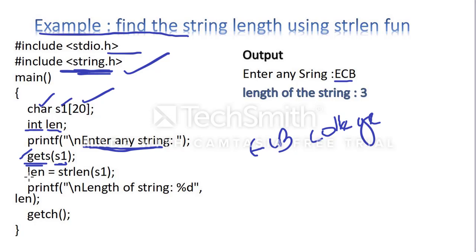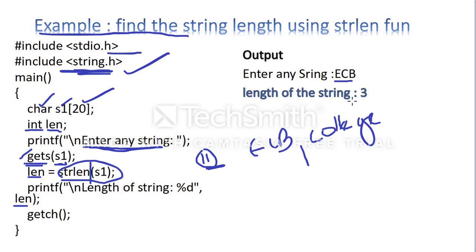Length is equal to strlen of s1. So I am directly using the predefined string function strlen, and it can directly find the length of the string. What is s1 here? ECB college. How many characters? 1 2 3 4, the space is counted as 5, then 6 7 8 9 10 11. So the length is equal to 11. Then printf prints the length. What length has been stored? 11.